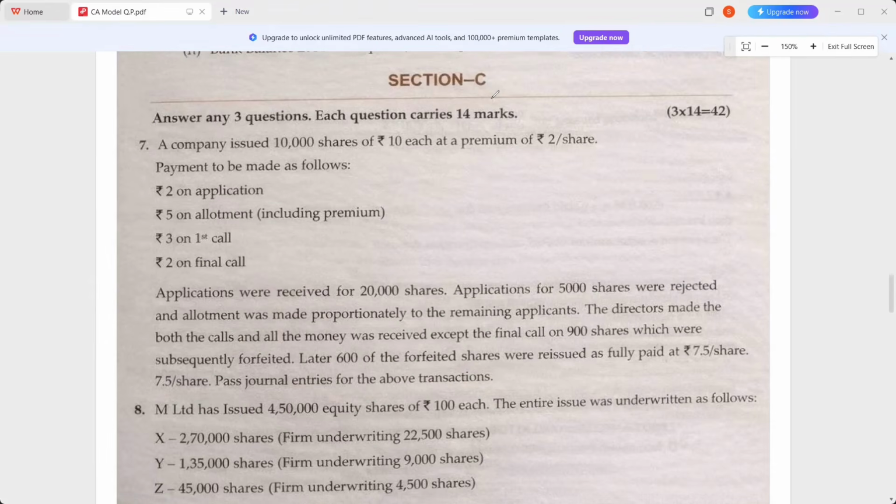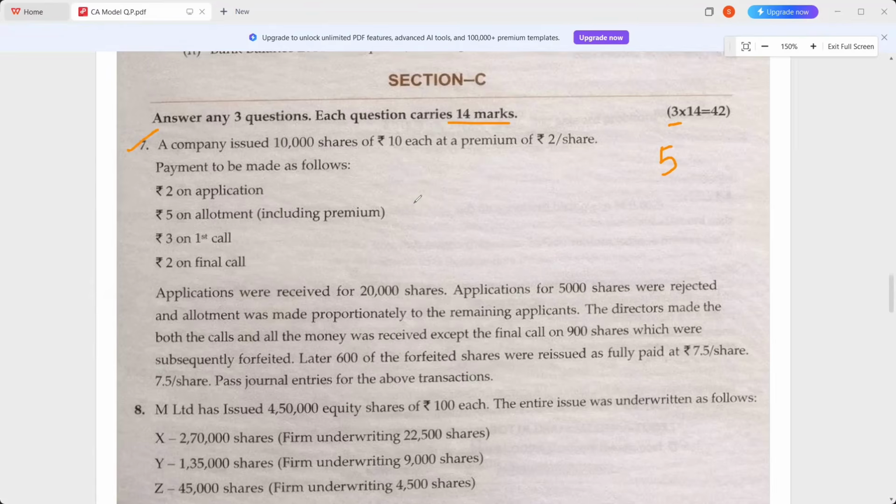Section C is for 14 marks. And here also you can expect 5 questions. Out of these 5 questions, you should answer any 3 questions. In Section C, you can expect questions from all 5 units. So the first question will be from the first unit.